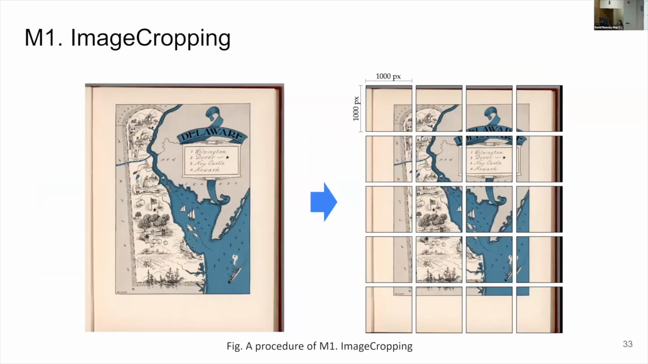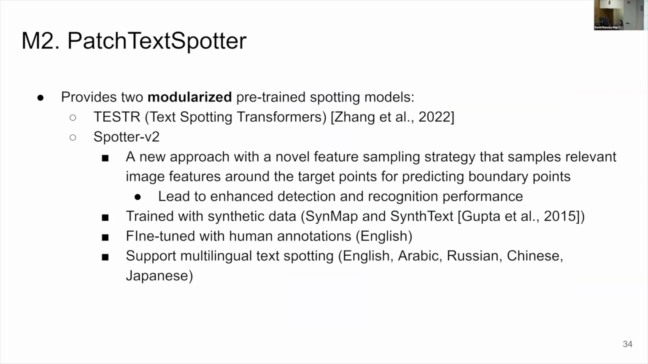This is an example of the result of the image cropping module, and each of the image patches is the same size, 1000 pixels by 1000 pixels. And Yijun will present more in detail about the text spotting. So let me introduce Yijun over here.